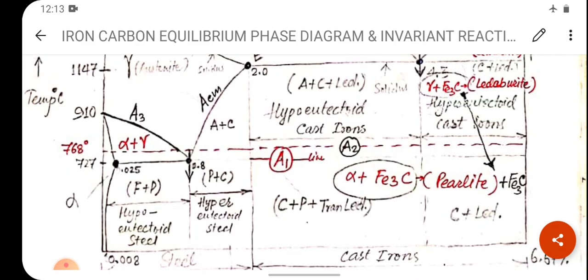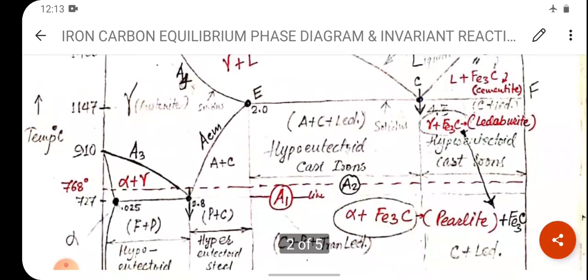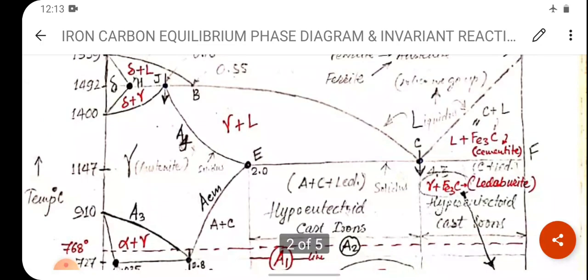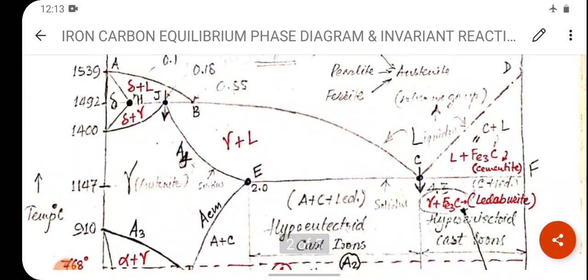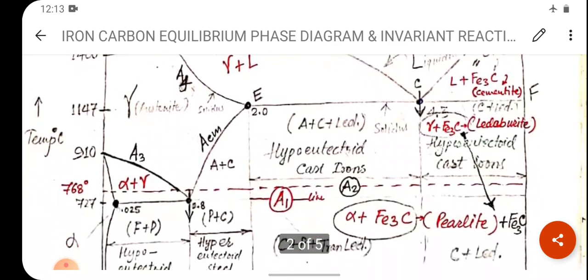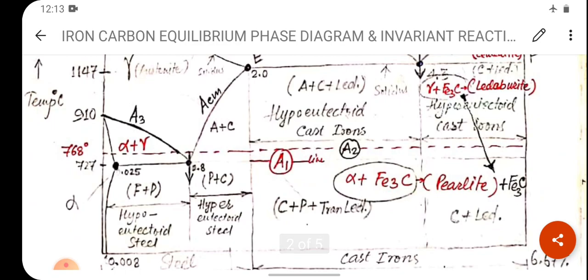Also, one thing I forgot to tell: this iron carbon diagram will show three different reactions, already explained, but I am showing them here. At 0.18% carbon, one reaction; at 4.3% carbon, one reaction; and at 0.8% carbon, one reaction. There are three reactions.